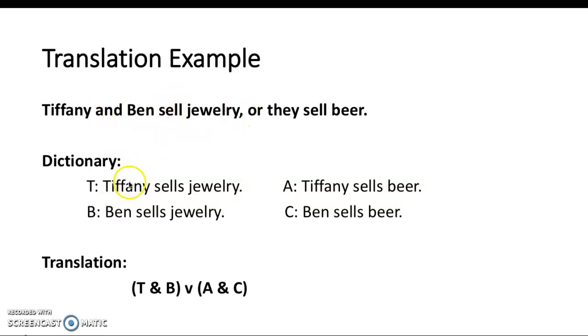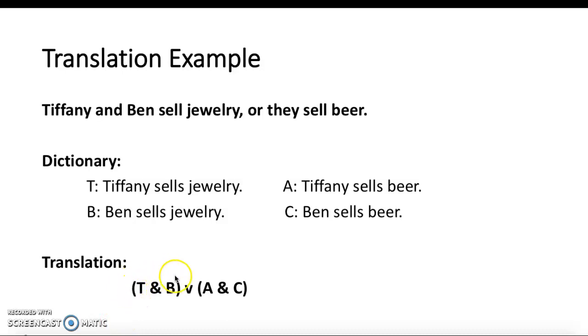So here we have 4 basic or simple sentences: Tiffany sells jewelry, Ben sells jewelry, Tiffany sells beer, Ben sells beer. And now we try to translate this complex sentence into a complex symbolic sentence. So we start off with what's kind of obvious. "Tiffany and Ben sell jewelry" will be translated to T and B. Then we have an "or" here.